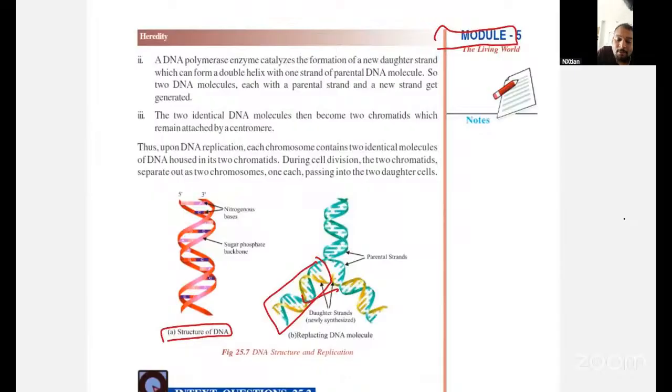So DNA polymerase is an enzyme that catalyzes the formation of a new daughter strand, which can form a double helix with one strand of the parent DNA molecule. So the one parent DNA molecule that came from the parent, DNA polymerase will help duplicate it to make a double strand again. You got my point, Agatha, Miracle, Ira? Everyone got my point?